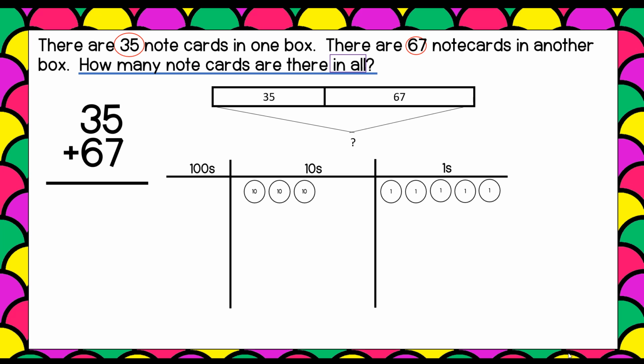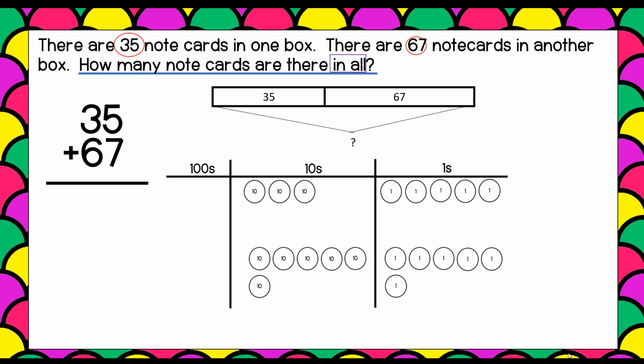The next number I need to show is 67. How many tens are in 67? Did you say 6? 10, 20, 30, 40, 50, 60. And how many ones are in 67? That's an easy one. There are 7 ones in 67. Now it's time to add.